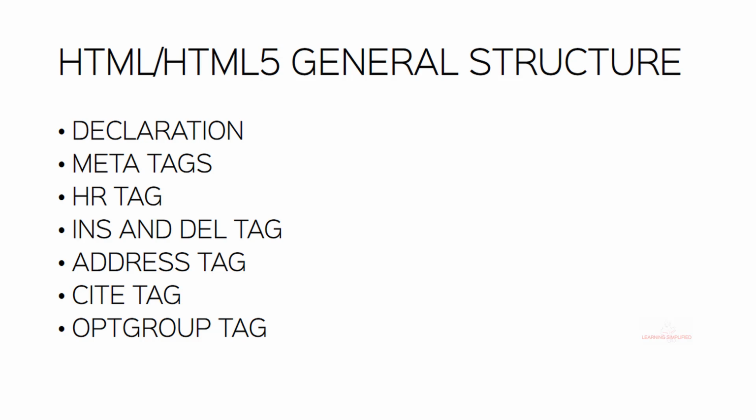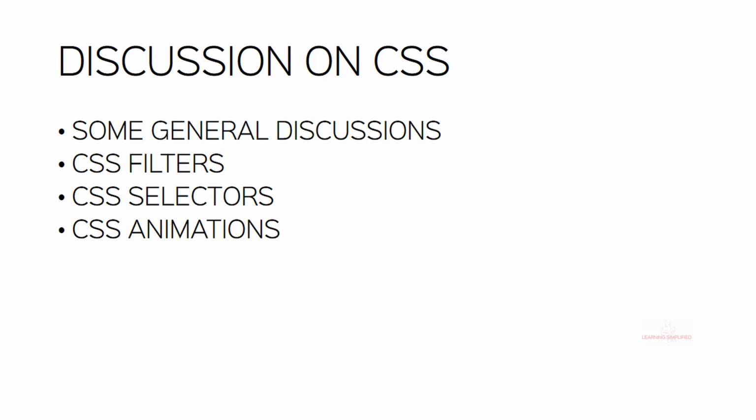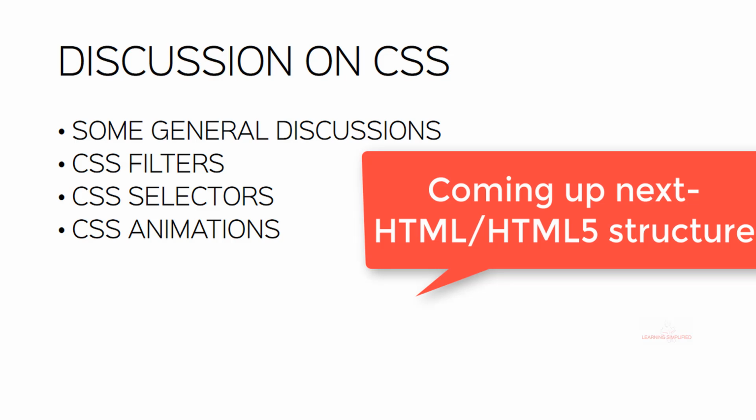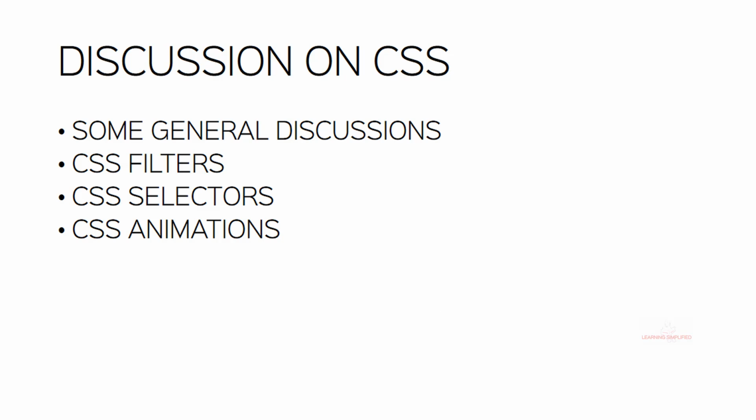We'll be discussing that first, and in the second case, we will be discussing CSS properties, like some general, very basic discussions here. And the most obvious effect is the CSS filters effect. Next we will be observing CSS selectors and the CSS animation property, which is very useful in making your web project using HTML5. And there will be a lot of other discussions.